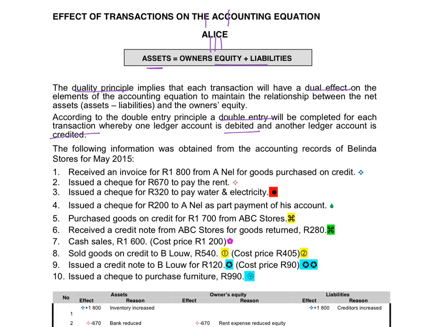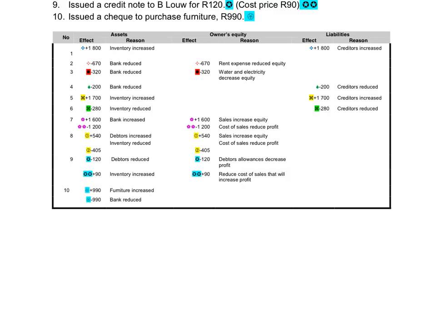Receive an invoice for 1,800 from Nell for goods purchased on credit. We bought on credit, so we owe the money to Nell, and we received goods. The inventory increased. Inventory is an asset, so my assets increase. We owe more money to the creditors, so creditors increase. Creditor is a liability, so my liabilities will increase.